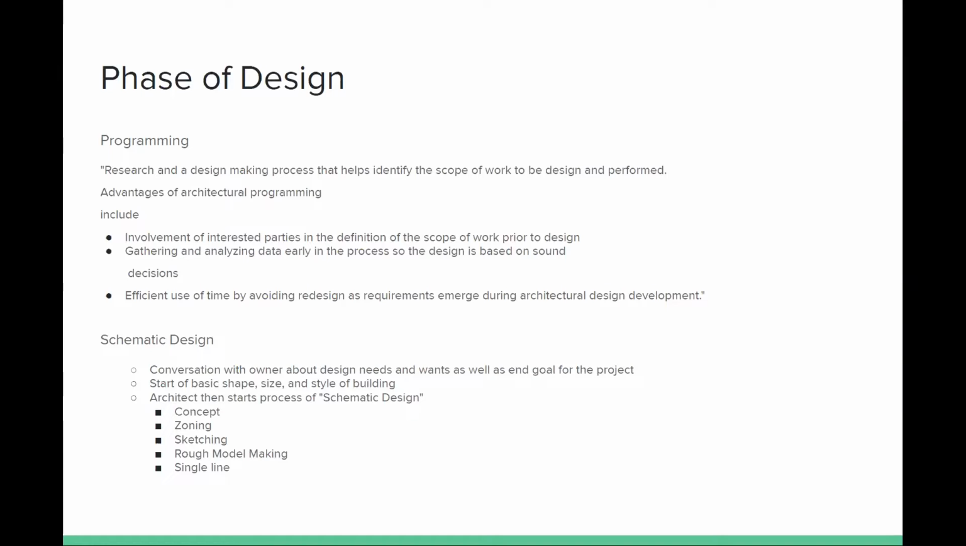So getting to the next one, the schematic design. This is the initial design phase. It's really just having a conversation with the owner and trying to understand what his needs and wants are. It's basic size, shape, style of building, early design sketching, concept design, single line rough model making. Really, just the early stages of design. Nothing is nailed down. It's just trying to start a basis of design for what you could end up with.